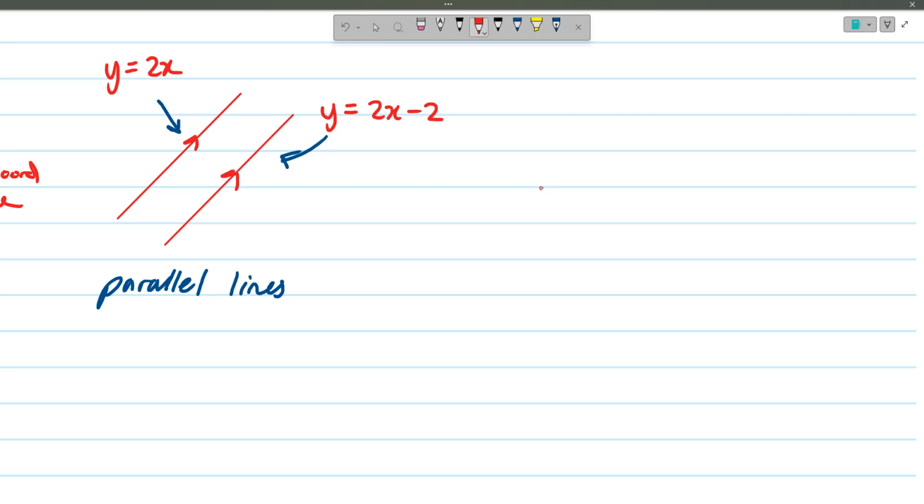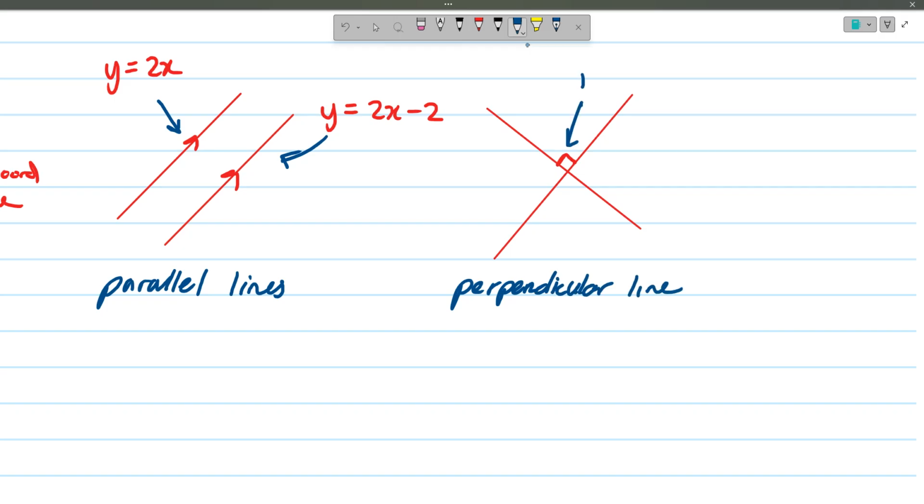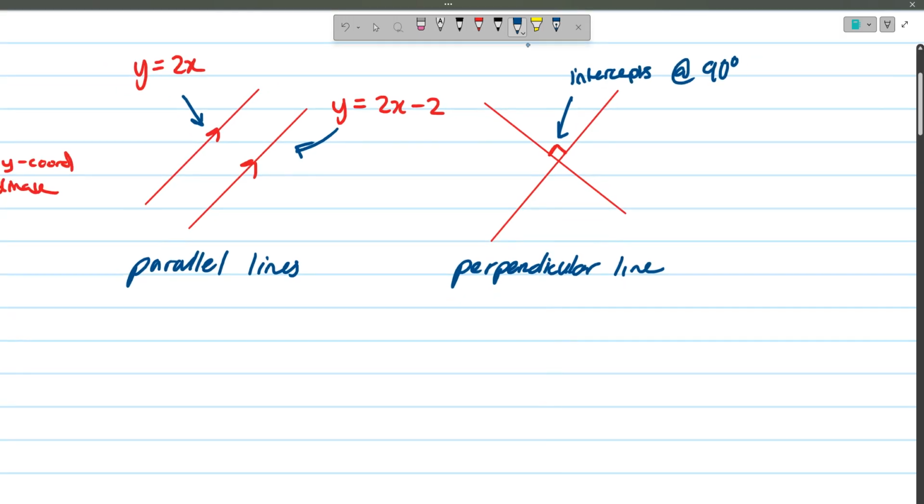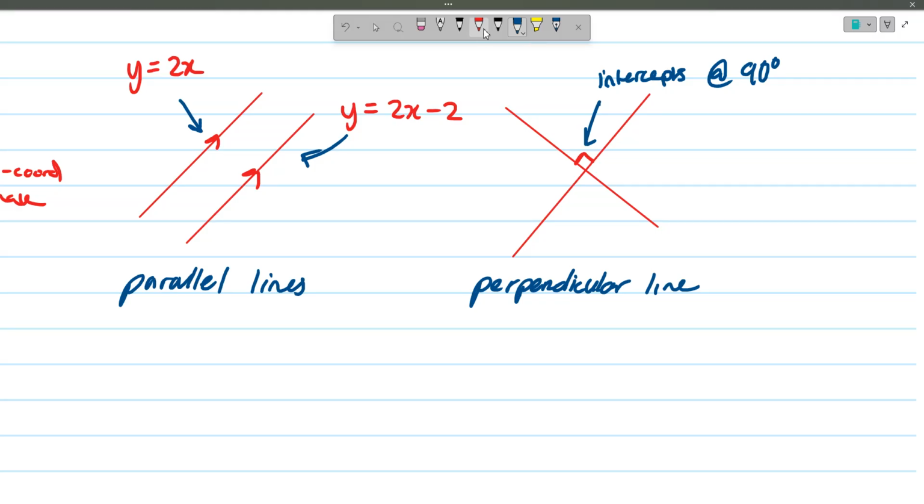Now, if we have lines that are perpendicular, it just means that those lines intersect at 90 degrees. So we sometimes call this the normal line, but in this case, I'm just going to refer to it as the perpendicular line. So this intercepts at 90 degrees.